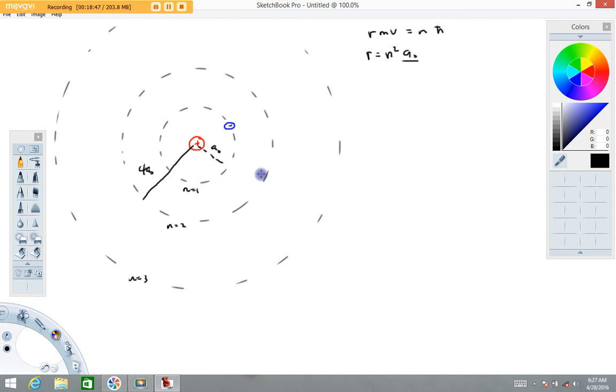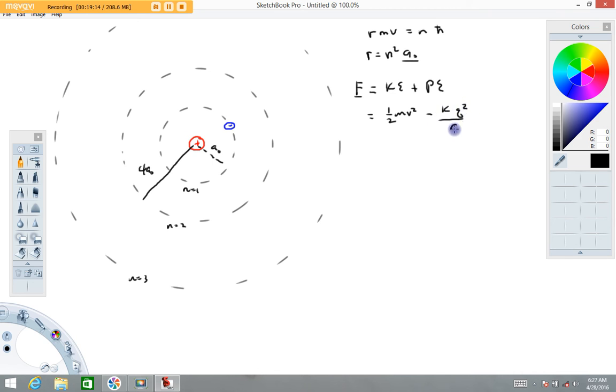Now I'm going to talk a little bit about the allowed energies. The energy of this electron as it goes round and round, if you think about the work-energy theorem, which, if you're one of my students, we've written out many times, is the sum of two things. It's the kinetic energy plus the potential energy. So that means it's equal to 1/2 mv squared minus kq squared over r.